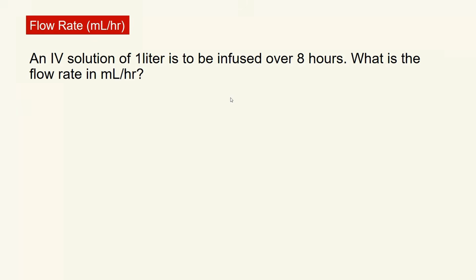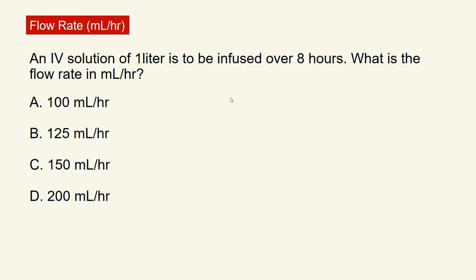An IV solution of 1 liter is to be infused over 8 hours. What is the flow rate in milliliters per hour? Here are the options: A, 100 mils per hour, B, 125 mils per hour, C, 150 mils per hour, and D, 200 mils per hour. You can pause the video and calculate and let me know what is the best answer. Here the answer is B.